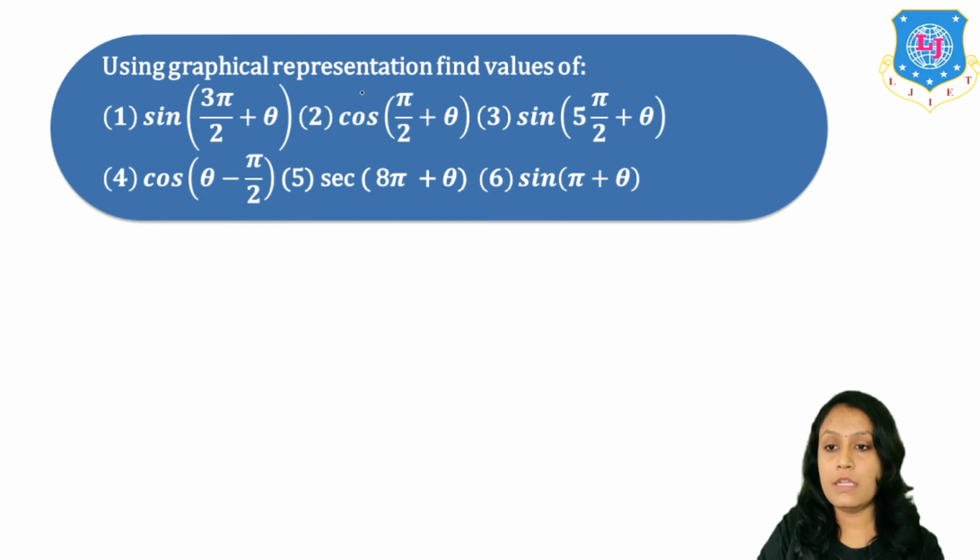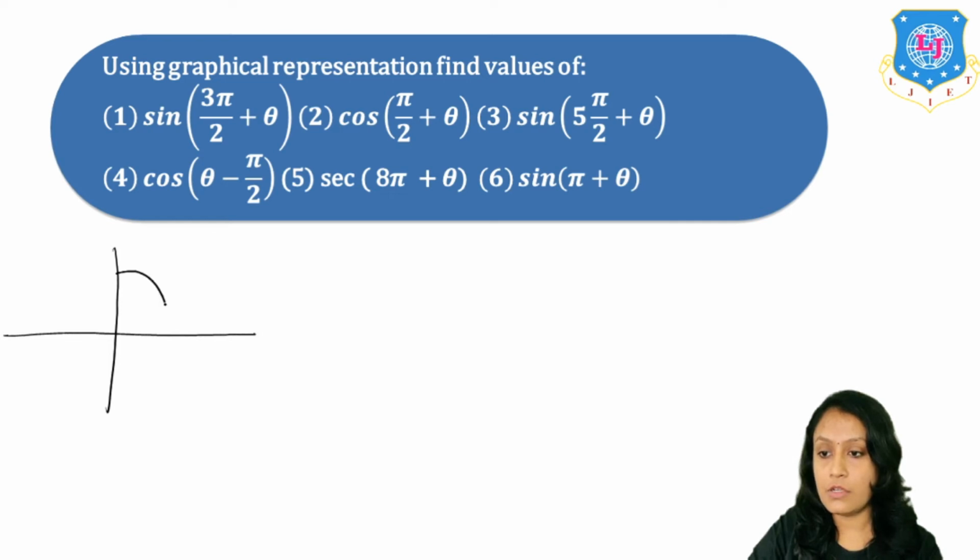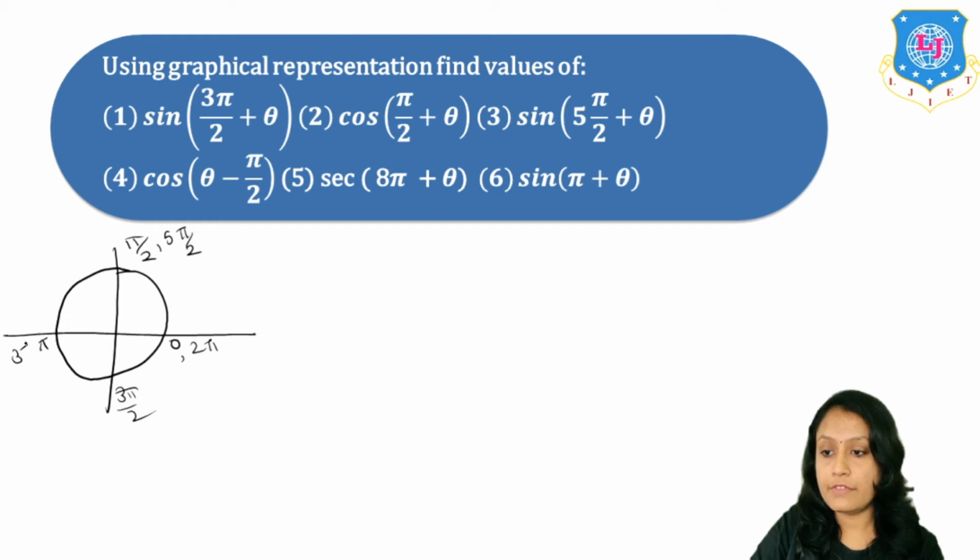Now let's study a few examples. Using the graphical representation, find the value of the following. So let's draw this All STC circle. This is 0, then pi by 2, pi, 3 pi by 2, then 2 pi. If we go further, this is 5 pi by 2, here we have 3 pi, then we have 7 pi by 2, then 4 pi, and so on. Here we have All, S, T and C.